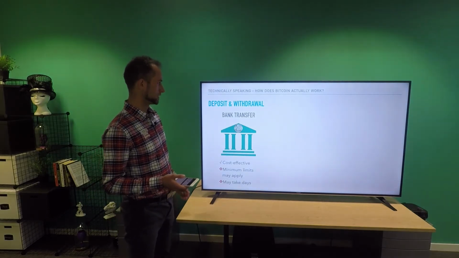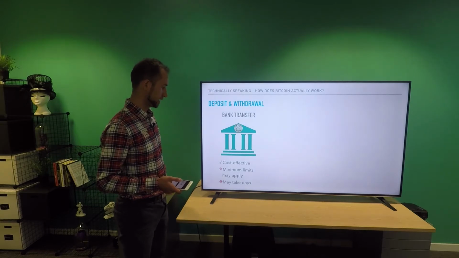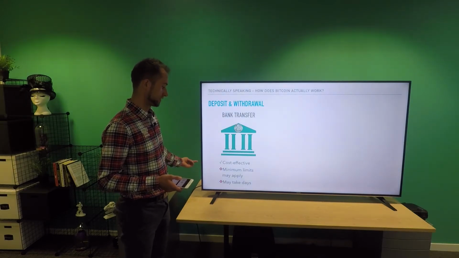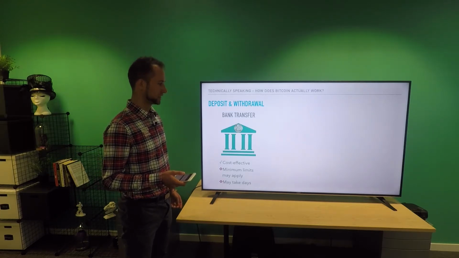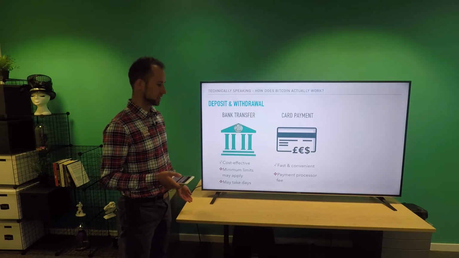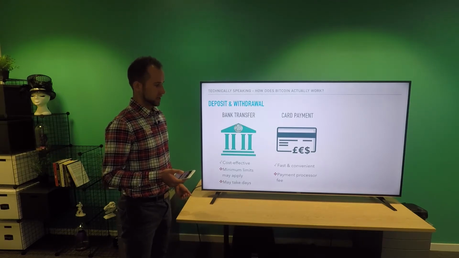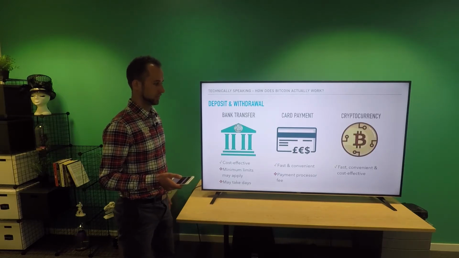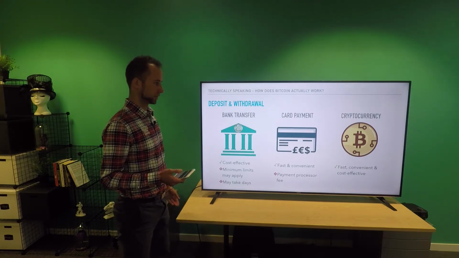As for the ways you can deposit or withdraw your money, you can do it via bank transfer, which is fairly cost effective, but minimum limits can apply, and it may take a few days. You can do card payment. It's fast and convenient, but there is a payment processor fee, so it can be a little bit more expensive. And the most convenient, fastest and most cost-effective way is to deposit or withdraw in cryptocurrency.